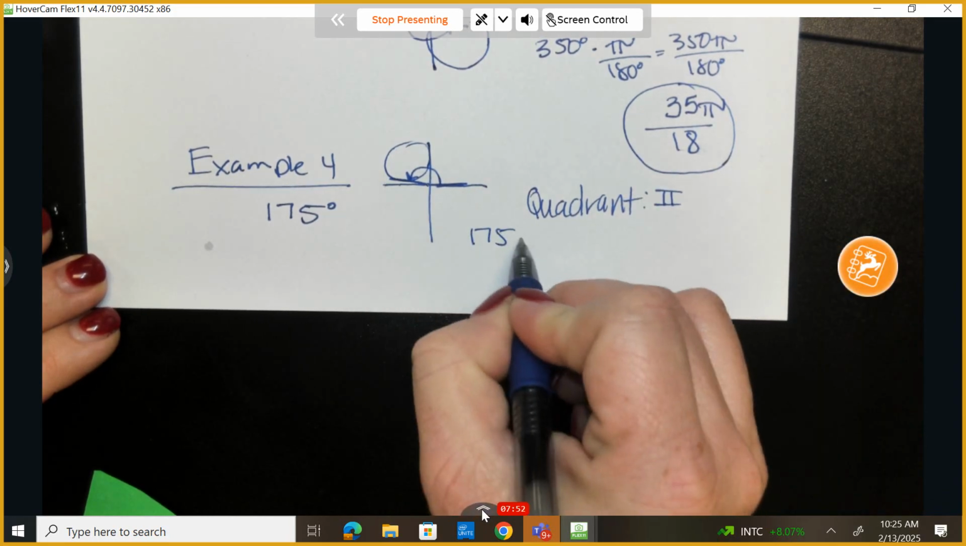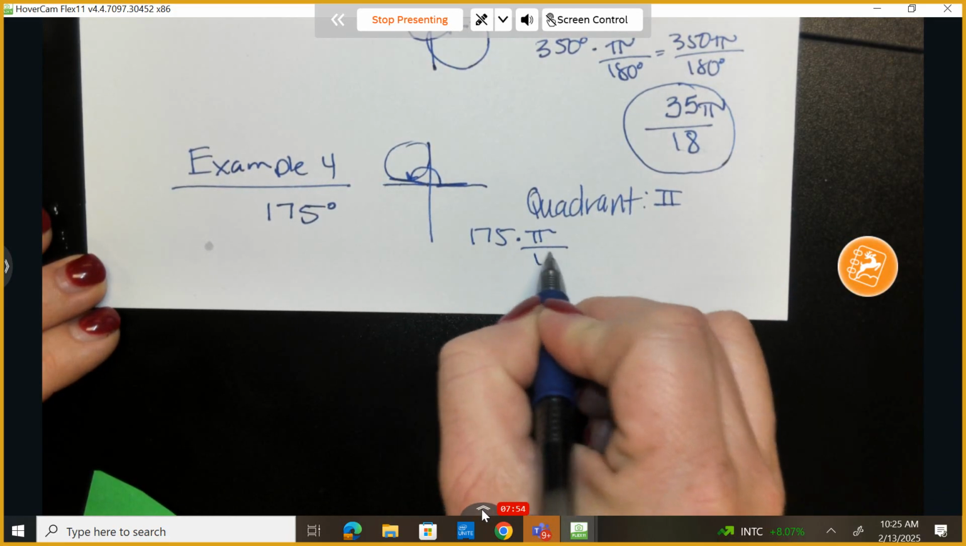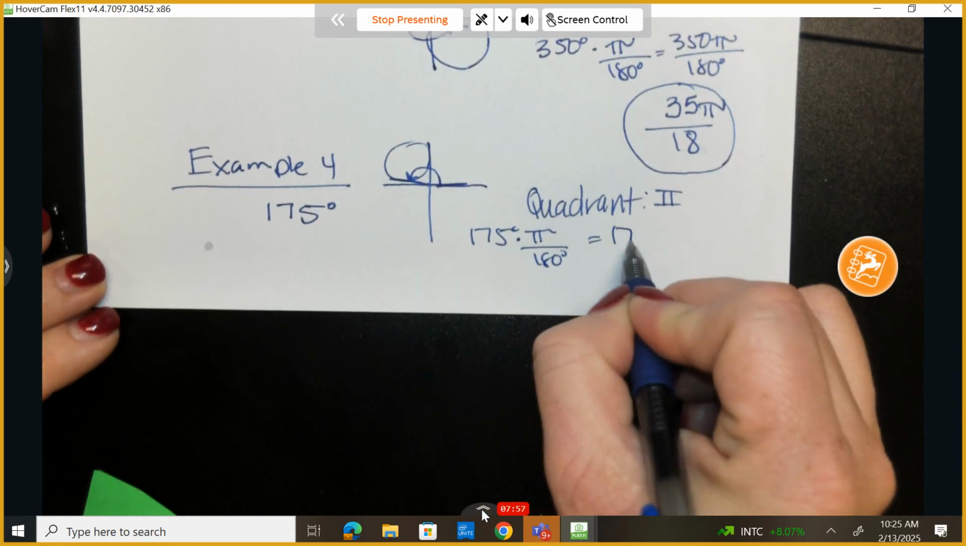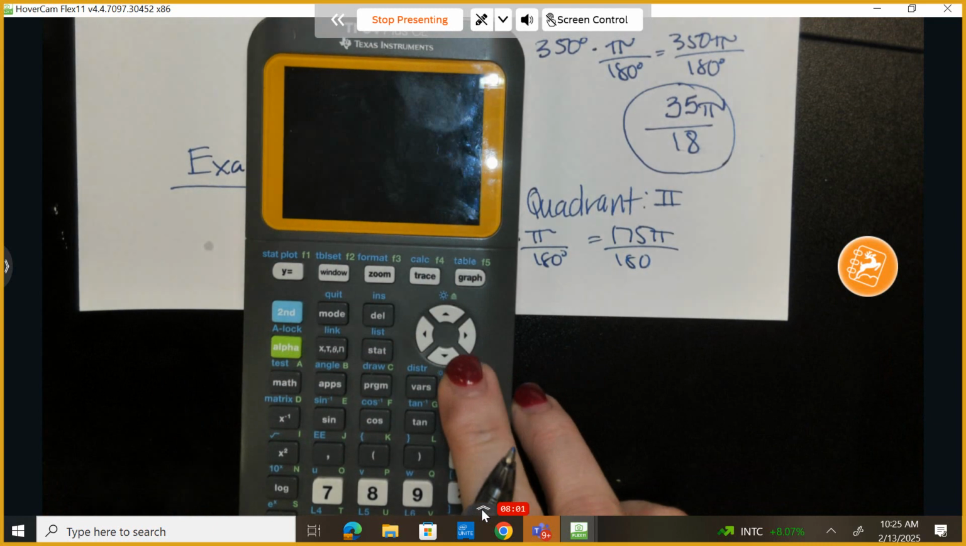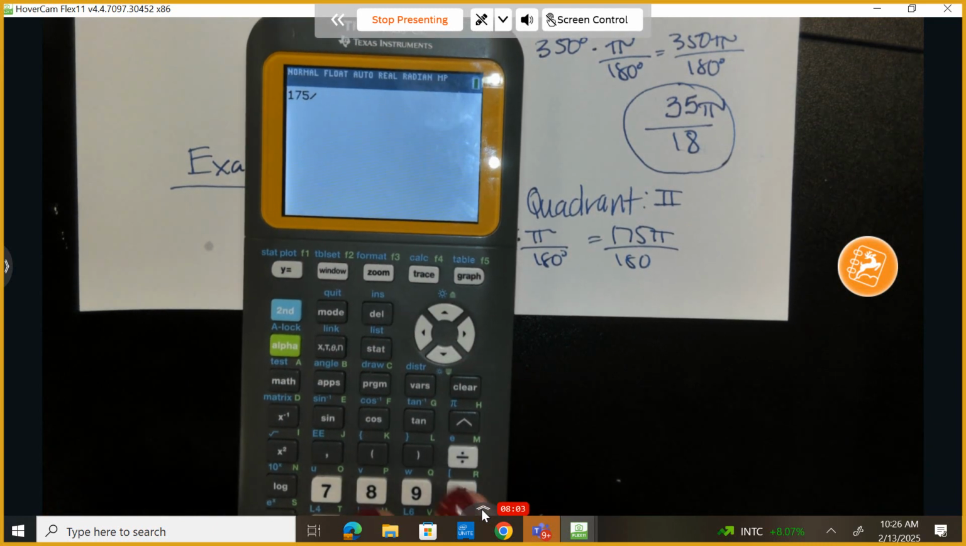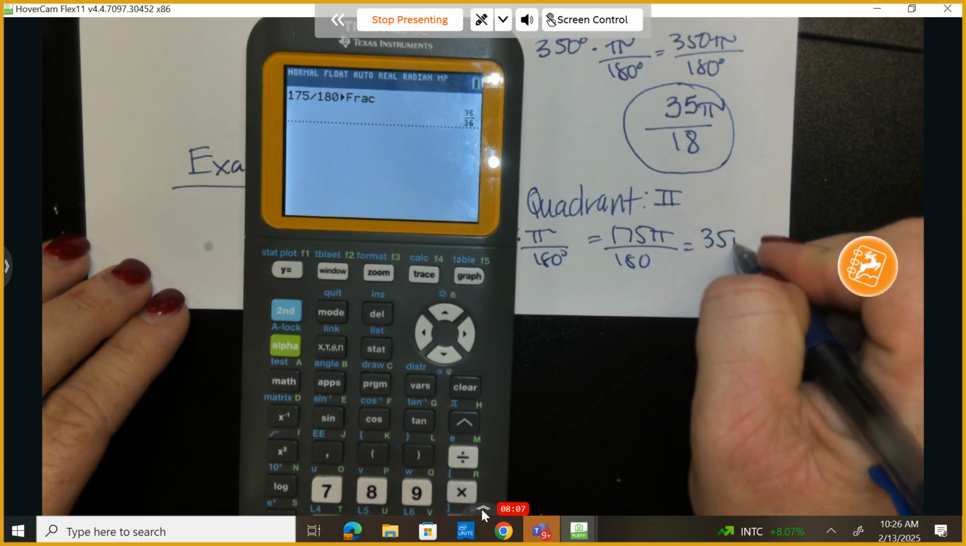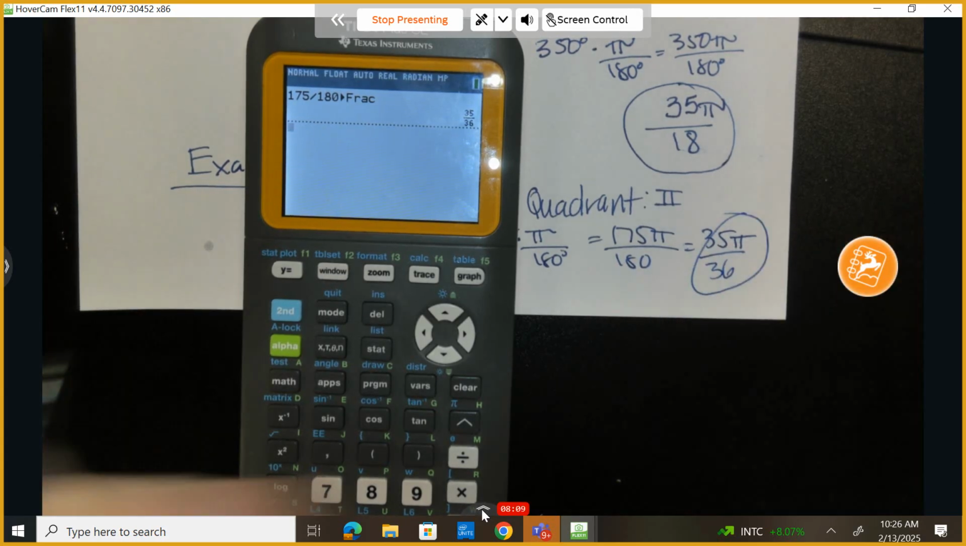I'm taking 175. I multiply it times pi over 180. So I have 175 pi over 180. I'm grabbing the calculator. 175 divided by 180, hitting math, fraction, enter, enter, and I have 35 pi over 36.